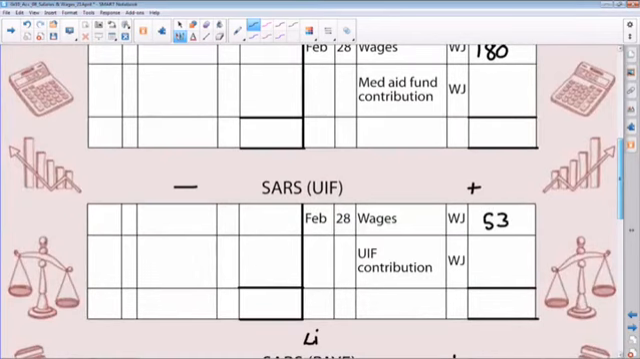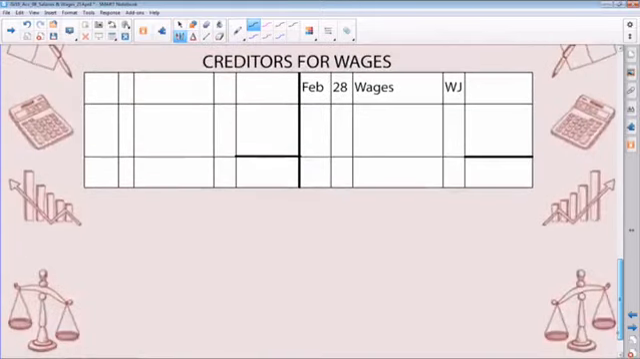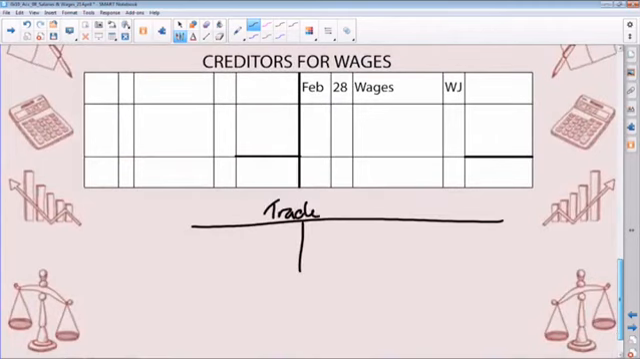Do I have a T account for the trade union? Let's see. No. So what can we do? We can create one quickly and we can say trade union. And you see, you do it very neatly. It was not asked. I just want to show you.